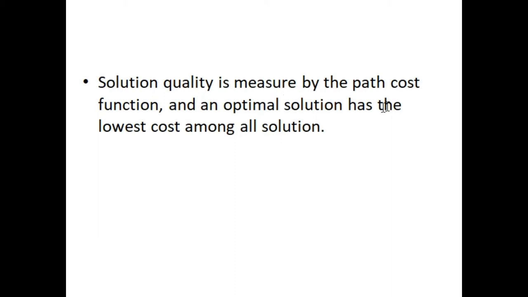measured by the path cost function, and an optimal solution has the lowest cost among all solutions, if there are multiple possible paths to reach the goal from the initial state. So if there are multiple paths, and our solution gives us the path which has the lowest cost, that will be the optimal solution.